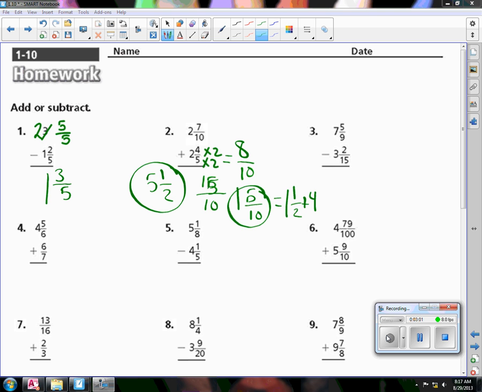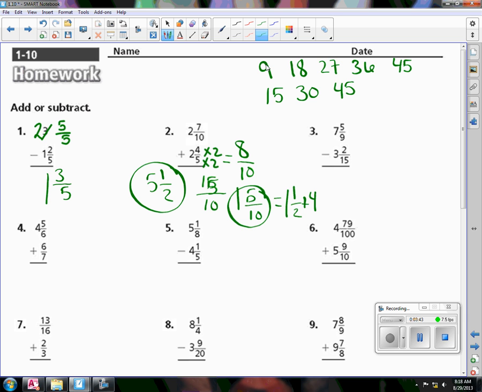Okay, so moving on. 7 5/9 minus 3 2/15. I've got to find my common denominator. I can do that again by listing my multiples out. For those of you who are uncomfortable with your 9's, 9 plus 9 gets me 18. So I know my multiples of 9: 18, 9 times 3 is 27, 9 times 4 is 36, 9 times 5 is 45. I'm going to stop there. I'm going to do my multiples of 15: 15, 30, 45.